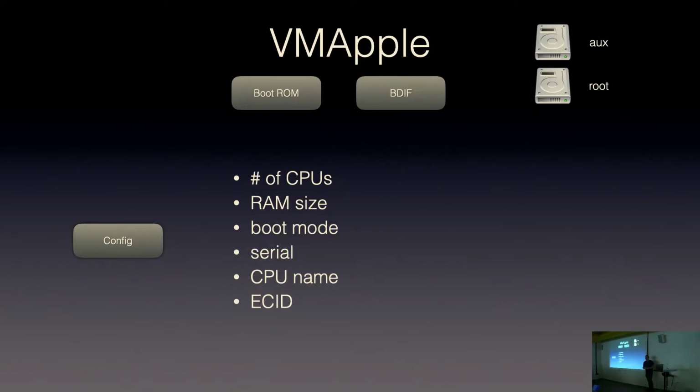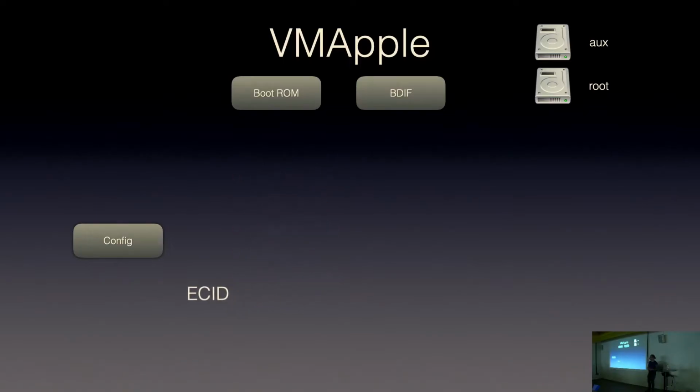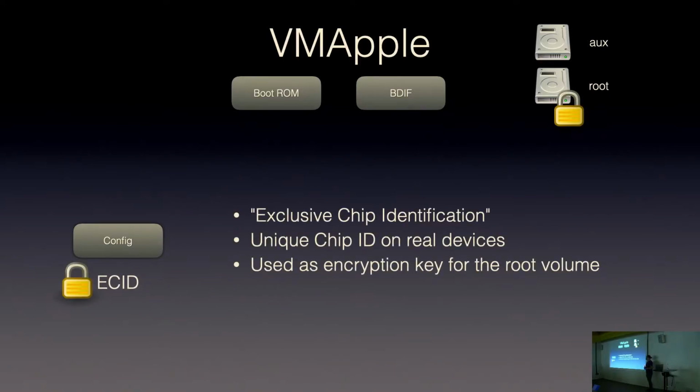So ECID is very particular when it comes to Apple. It's the exclusive chip identification number. So that one exists in every single Apple SoC that you will find, and they're all unique. So this is how Apple ties the flash of your system to a particular phone, so that when you take off the flash, you can't just go and read out data from someone else. That's how they protect your data on your phones.